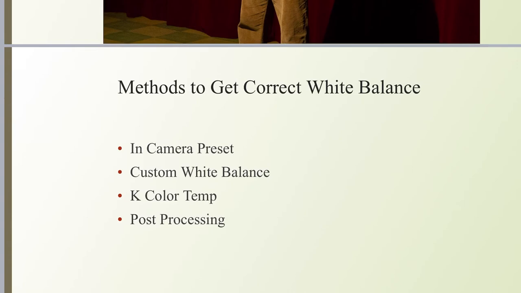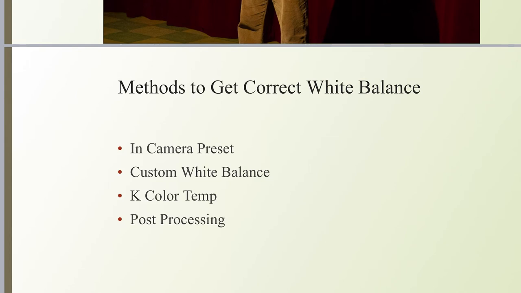The next method is the K color temp, or the Kelvin color temperature that we were talking about earlier. This is where you can go into your camera and manually set your color balance within the K color temp range. This is a little bit of a more advanced setting. You kind of have to know the K color range off of the top of your head.